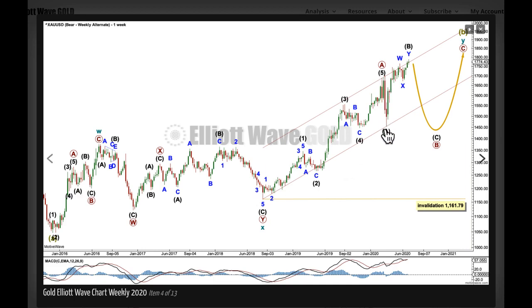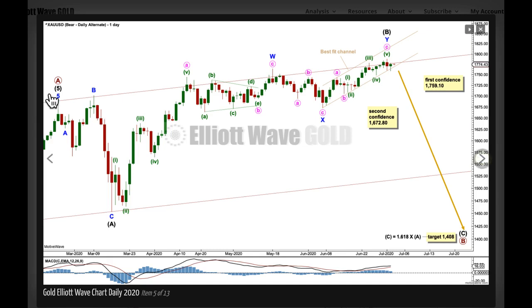So here we have A, B, C. B has moved beyond the start of A, and now we would be expecting, for this idea, for C to move beyond the end of A. Let's take a look at this at the daily chart level. Here's the end of primary A and the start of the expanded flat for primary B.